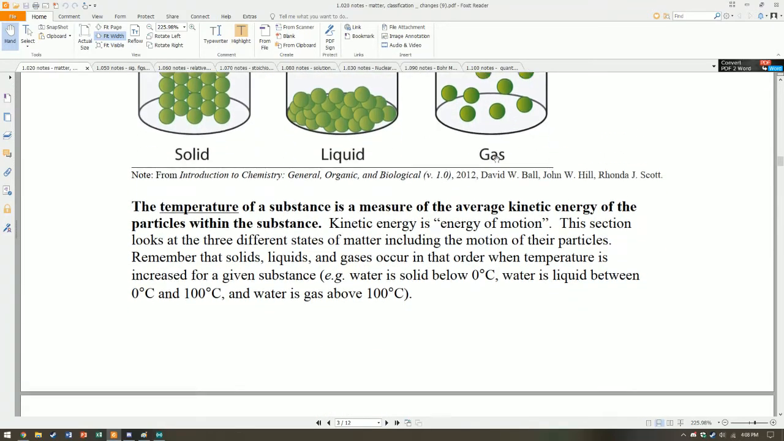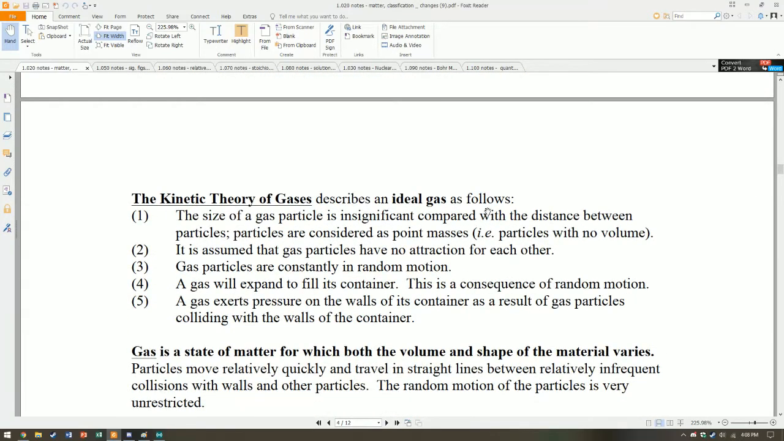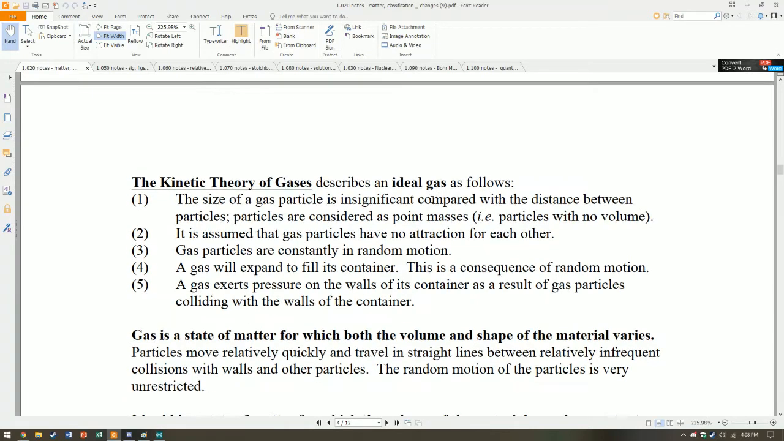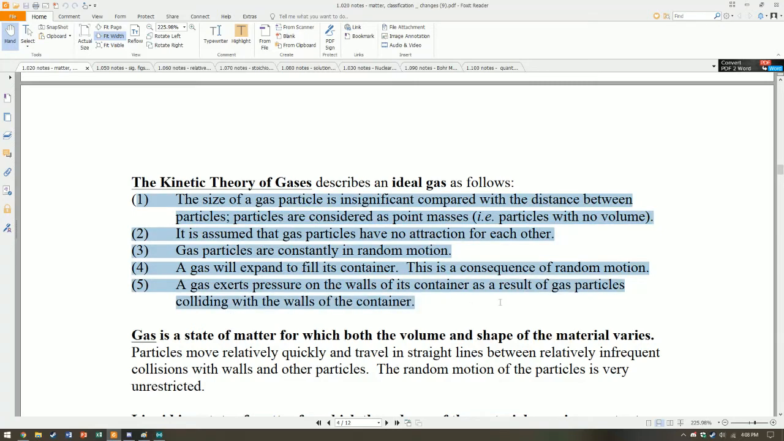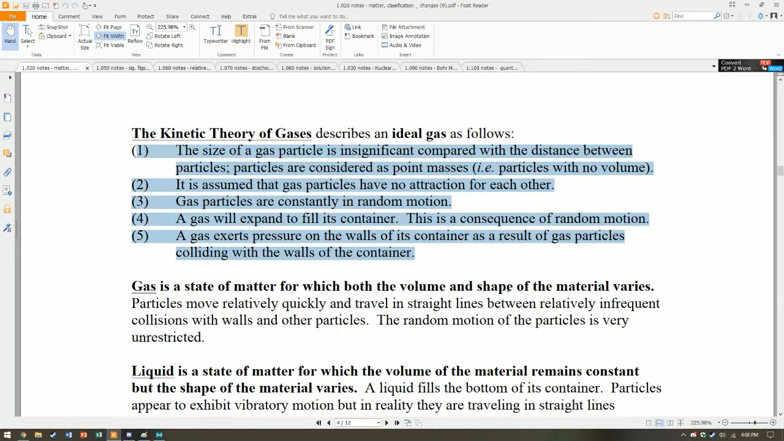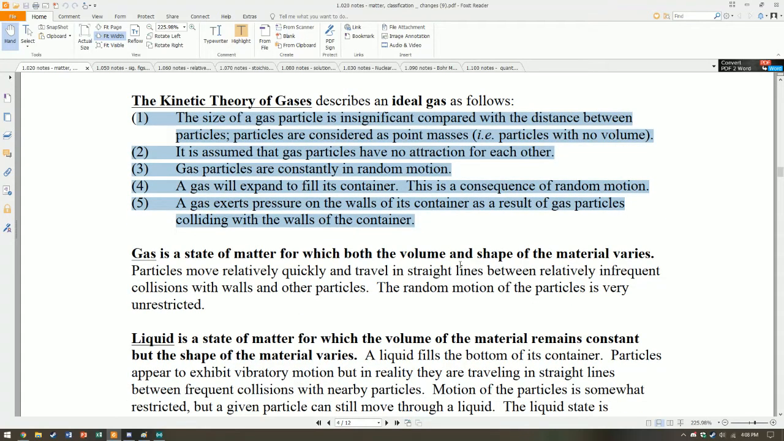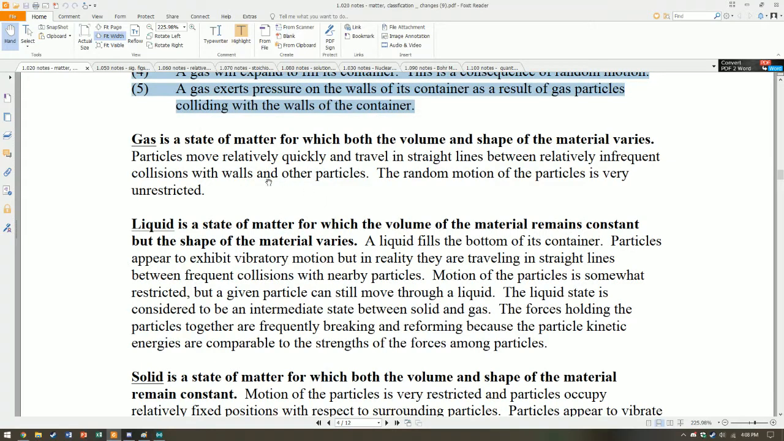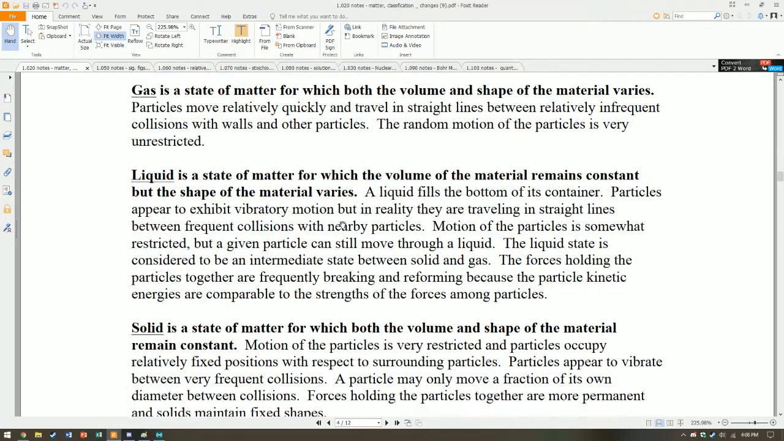For gas, we have what we call the kinetic theory of gases, which we'll go on to talk about a little bit later, but it's essentially made up of these 5 points. When we go on to talk about gas laws, we'll describe this in more detail, but for now, all we need to know is that a gas is a state of matter for which the volume and shape of the material varies. Solid is where they're held constant, and a liquid is somewhere in the middle, with a fixed volume but varying shape.